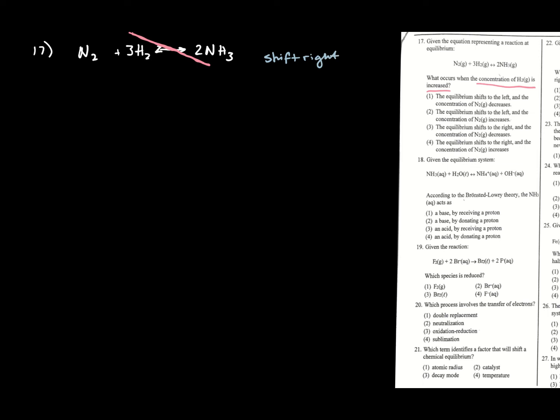We can cross off choice 1 and 2. And now talking about concentrations, these sides will increase and these will decrease. So the equilibrium shifts to the right, while NH3 will increase and H2 will decrease. And that's choice 3. Talking about N2, N2 will decrease as we shift right.